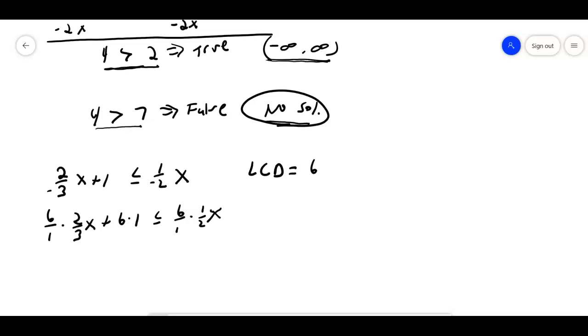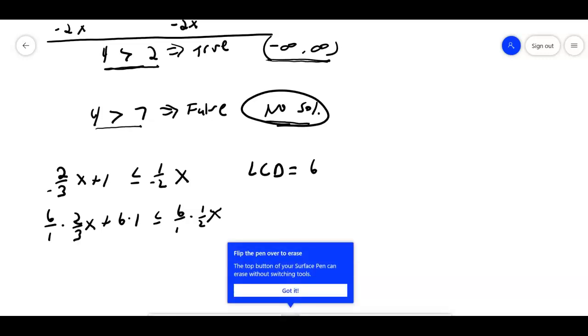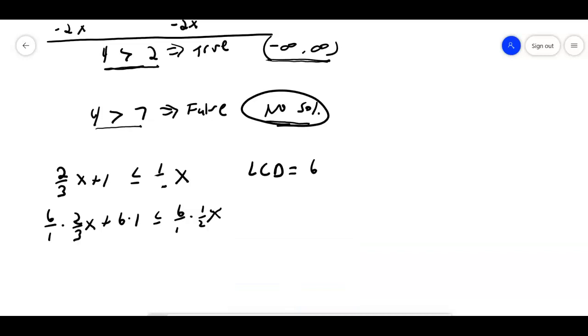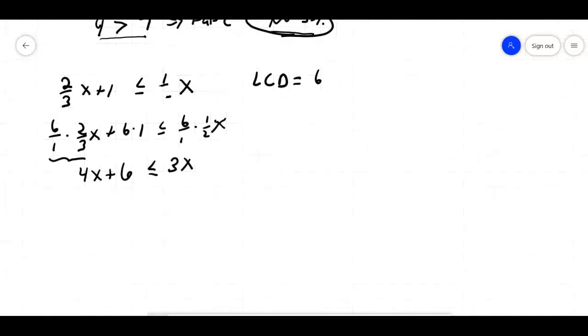Okay, again, remember those aren't negatives. All right, so I multiply everything by 6. So over here, 6 times 2 is 12, over 3 is 4x, plus 6. Over here, 6 over 2 is 3. Okay, now normally I would subtract 3x from both sides, but that's going to leave me with a 0. So I'm going to try it like this.